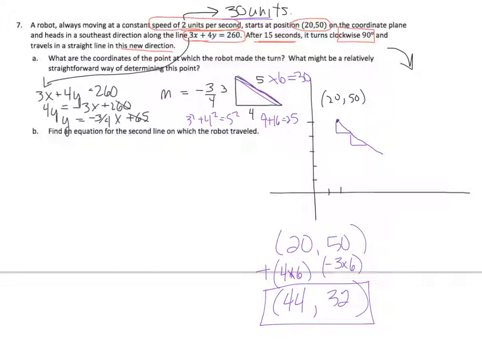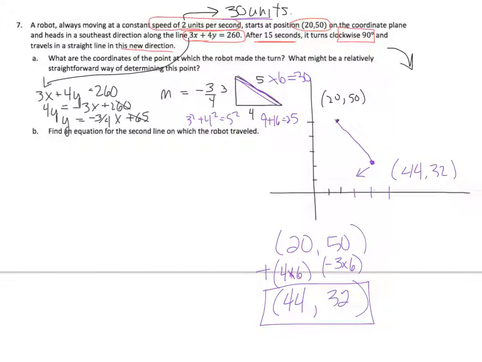So let's see, this is 10, 20, 30, 40, 50, right about there, and then up 32, 1, 2, 3. So I'm going to erase this. See, I knew I didn't want to draw that line because it was misleading. That right there is where I'm going to turn: 44, 32. And I'm going clockwise, so in this direction.